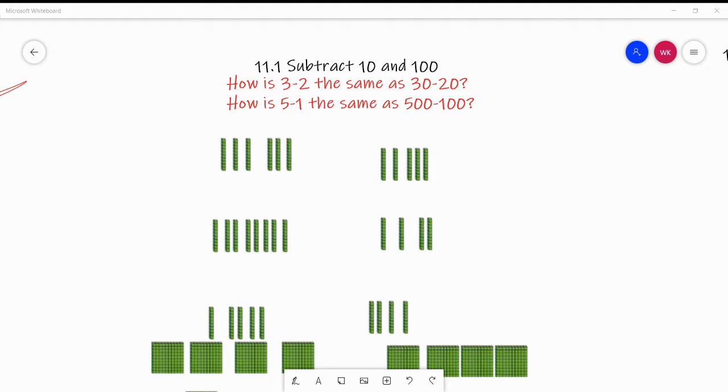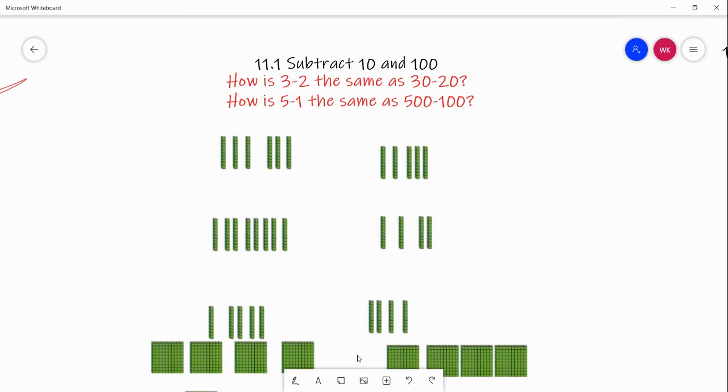Hi guys, we are going to go over chapter 12 from Envision. We are going to be working with subtraction from 10 and 100. And then we're going to work on subtraction with open number lines, counting up or adding to subtract, and working with our manipulatives to be able to subtract. So this is chapter 11, lesson 11-1, subtract 10 and 100.